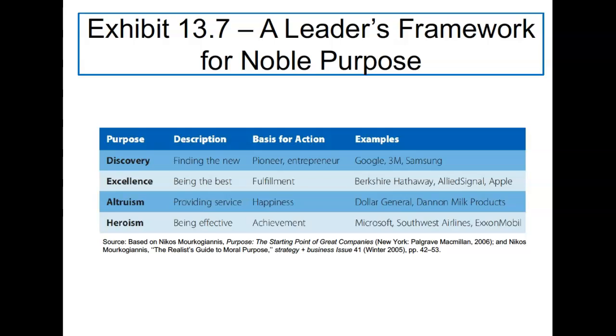A leader's framework for noble purpose. Depending on the organization, you're going to have a different noble purpose. You can see discovery, excellence, altruism, and heroism, and how their basic action differs depending on what their noble purpose is. And it even gives examples of organizations that have different noble purposes and how those might look a little bit differently in the way they're organized.